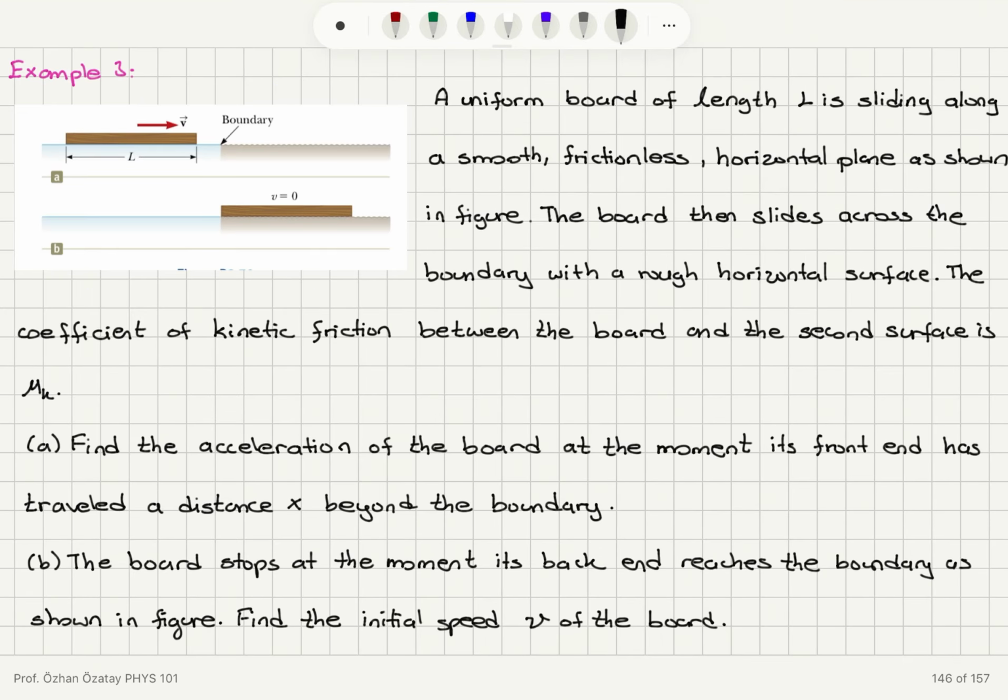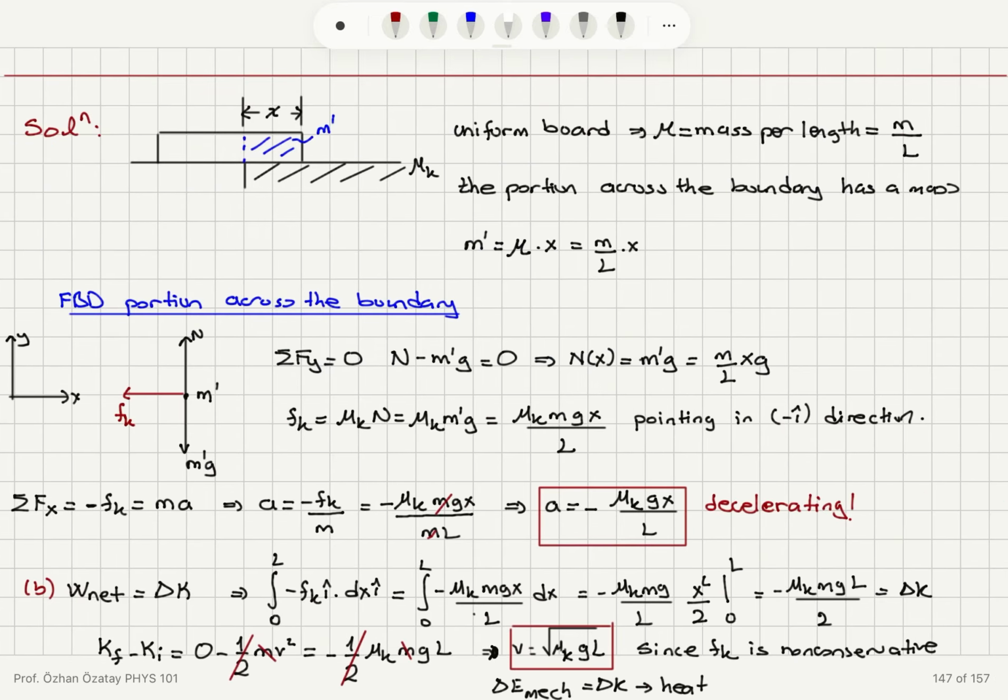Okay, so to summarize, in this example, we have a uniform board. Mass is distributed uniformly on this board. Mass per unit length is total mass divided by L, so for any portion of the board that has a length x, the mass is m over L, the mass density, times x. So that's what it means.